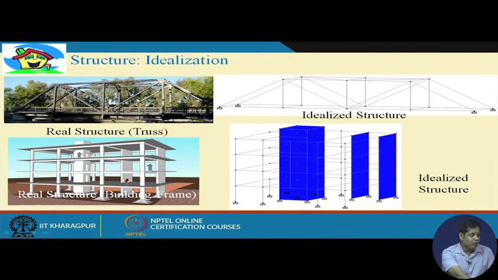Now, again, if you look at every member separately, one dimension is very small compared to the length of the member. So every member is modeled as a line element. This is essentially a collection of slender members, members where one length is larger compared to the other two. This is idealized as a collection of one-dimensional elements, one-dimensional members. Again, the supports are an idealization of the support.